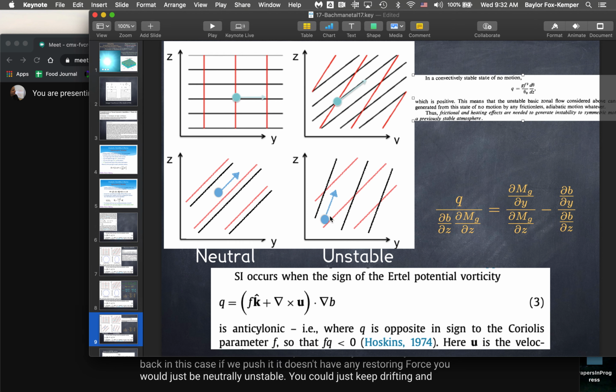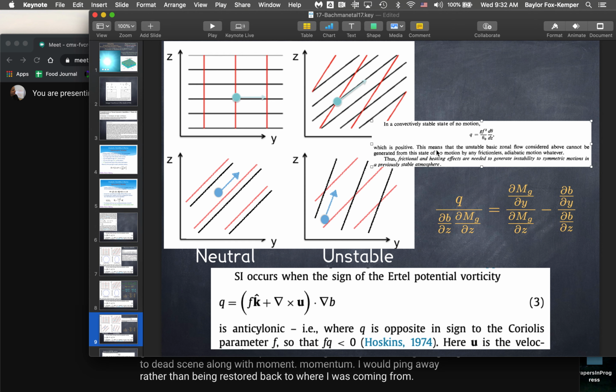And in this case, you actually would be unstable. If I push it in this direction, the absolute momentum would restore me back, but it would restore me back to a different location. And then if I pushed across the density surface like that, it would restore me, but it would restore me in this direction. So I would actually be unstable in this configuration. Each perturbation would tend to build, and I would grow, and that would displace me along density, then along momentum, then density, and along momentum. I would ping away rather than being restored back to where I was coming from. So, does that make sense to everyone?